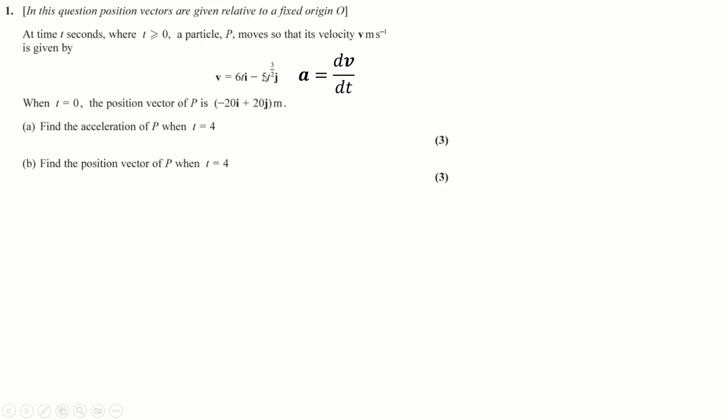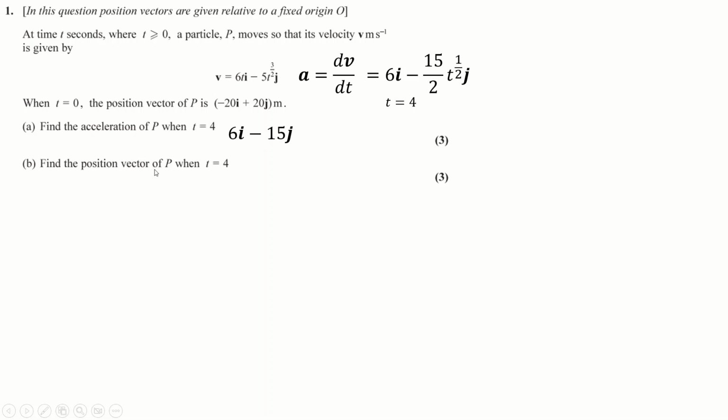So let's just differentiate this. You can do it separately: differentiate the i's for just a 6, differentiate the j's for 3/2 times 5, and then take that down to a half, and you get this apparently. So that's good. And then we're finding that when t is 4, so we just plug t is 4 into this, and we get this vector here as our acceleration.